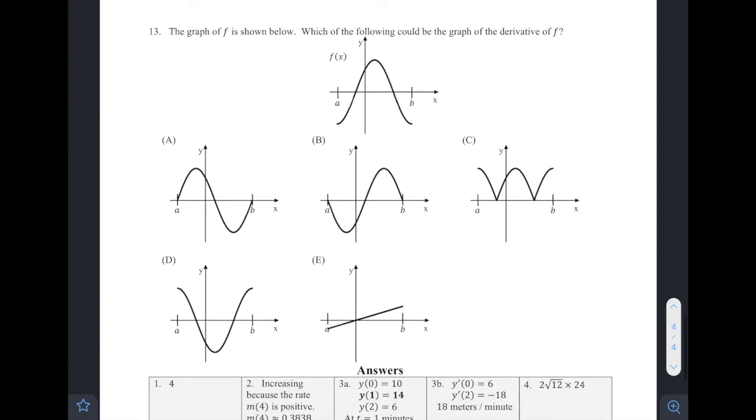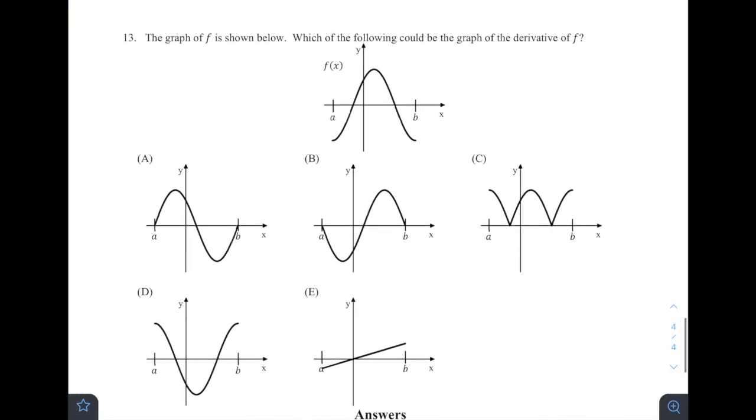Number 13, multiple choice question. The graph of f is shown below. Which of the following could be the graph of the derivative of f of x? Okay. Well, what do we notice about the derivative? We know that the derivative is the slope of the tangent line. At x equals A, this looks like it has a horizontal slope of 0.